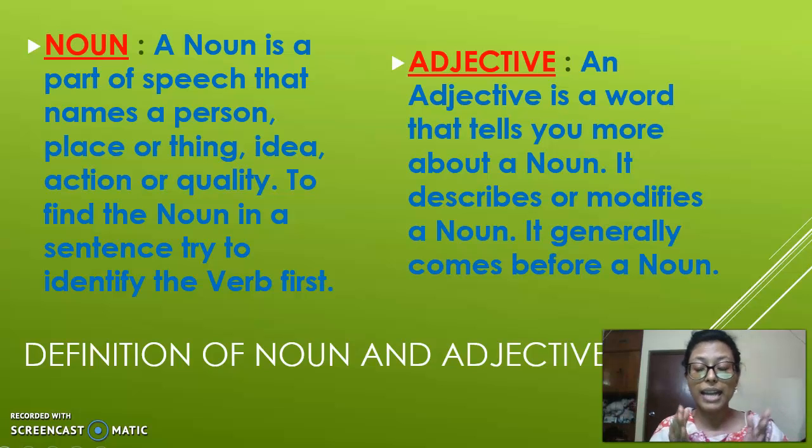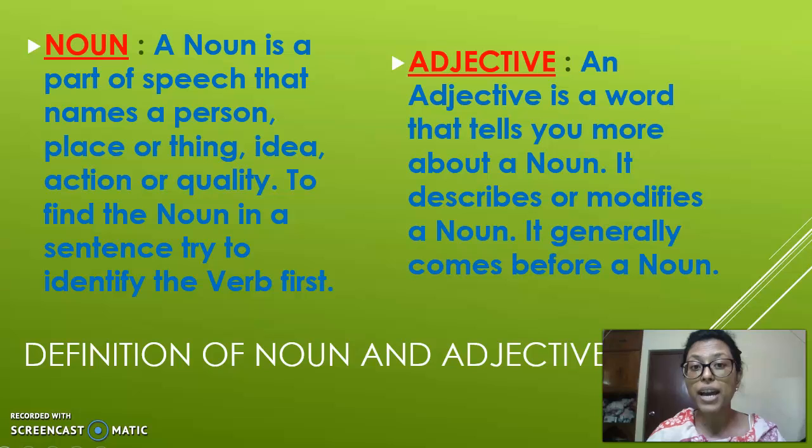So we came to know that anything that is the name of a person, a thing, an animal, a place, along with ideas, quality, action, anything that you name is a noun. Okay. And what is an adjective? An adjective generally describes a noun. An adjective is a word that tells you more about a noun. It describes or modifies a noun. It generally comes before a noun.